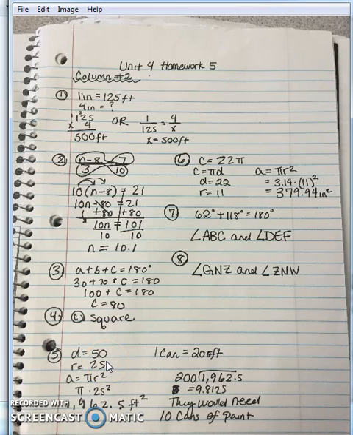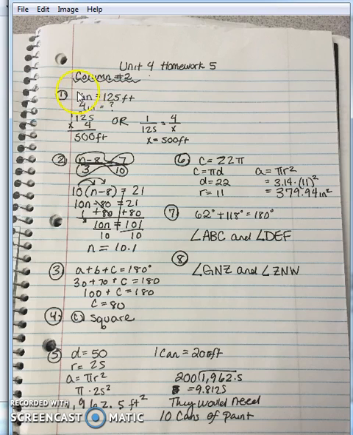Unit 4, Homework 5, column number 2. Number 1. John makes a map of his neighborhood for a presentation. The scale of his map is 1 inch equals 125 feet. How many feet do 4 inches represent on a map? So I wrote down the question in shorter terms. 1 inch equals 125 feet, and we're looking for how much is 4 inches.